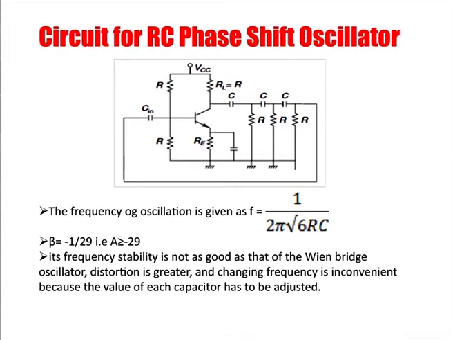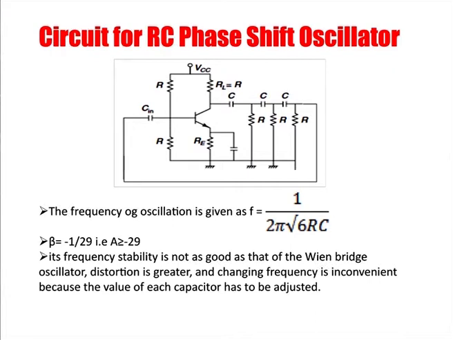Now, since beta is minus 1 upon 29, the gain of the amplifier, that is A, should be greater than or equal to minus 29 in order to satisfy the condition that A beta is greater than or equal to 1. A is also taken to be negative because the amplifier is the common emitter amplifier and it is also producing a phase shift of 180 degree. So, the required condition is that the gain of the amplifier should be greater than or equal to 29. So, in order to satisfy the Barkhausen criteria, we conclude that in case of RC phase shift oscillator, each RC combination should produce a phase shift of 60 degree, as well as the gain of the amplifier should be greater than or equal to 29.